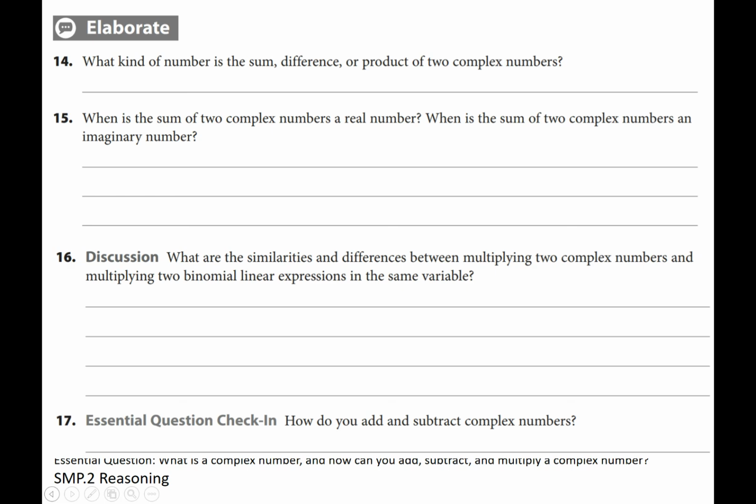Okay, so to finish up today's notes, you should get this done here in class because you're going to get tons of time to do it. I want you to do 14, 15, and 17. We'll save 16 for tomorrow because it talks about multiplying.